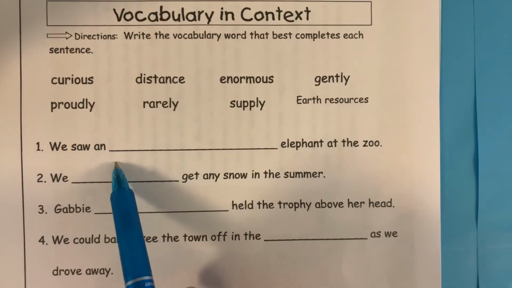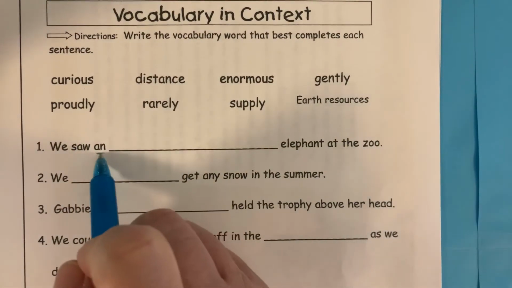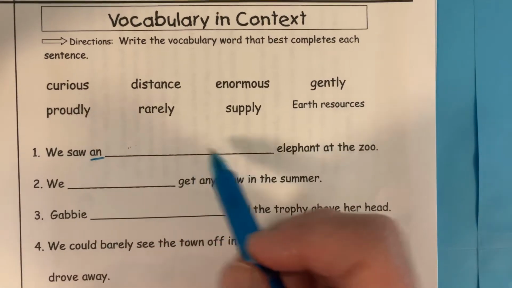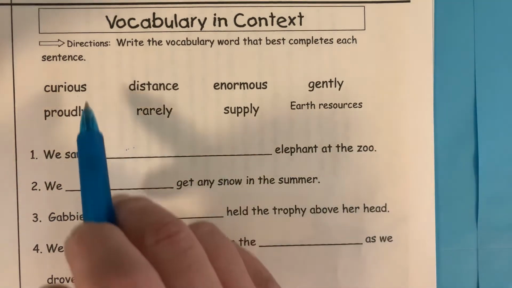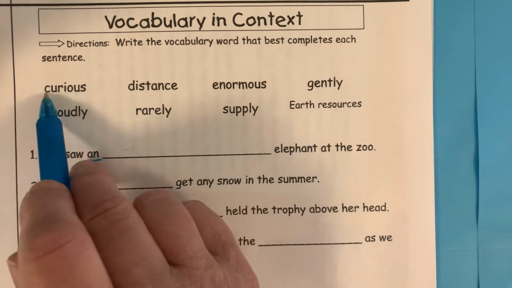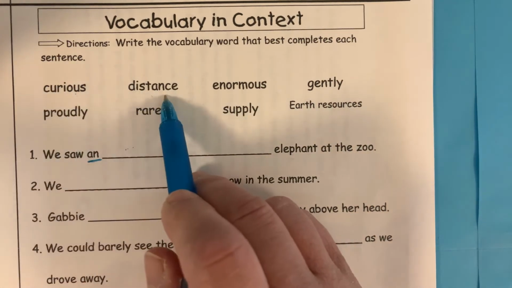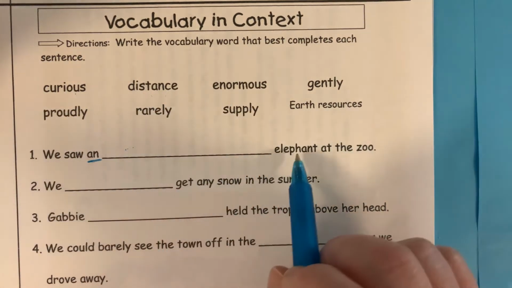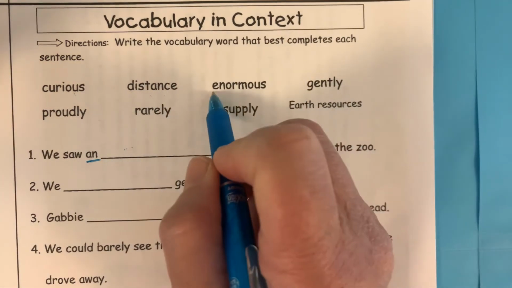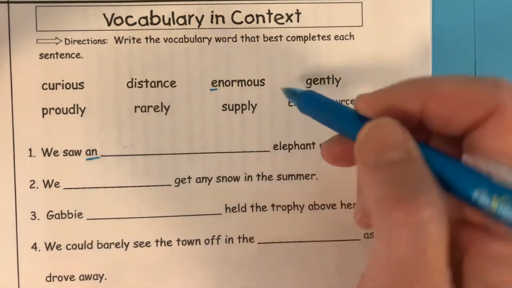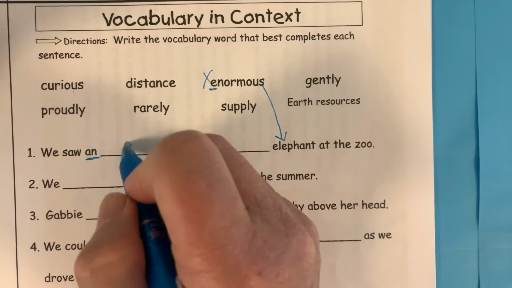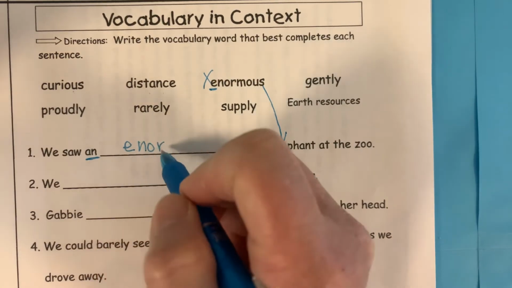We saw Anne. So there's a hint. When you say Anne, you know that a vowel is going to be beginning the next word. We saw Anne blank elephant at the zoo. Curious, so maybe it is a curious elephant, but it doesn't start with a vowel. Distance, an elephant isn't a distance elephant. Enormous, look at that, there's the vowel, and that makes sense that elephants are enormous. I'm going to cross that off, and I'm going to write enormous right there.